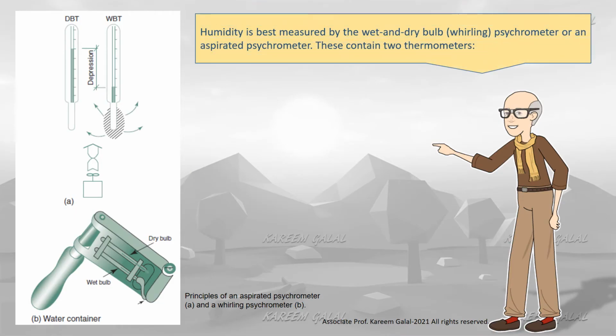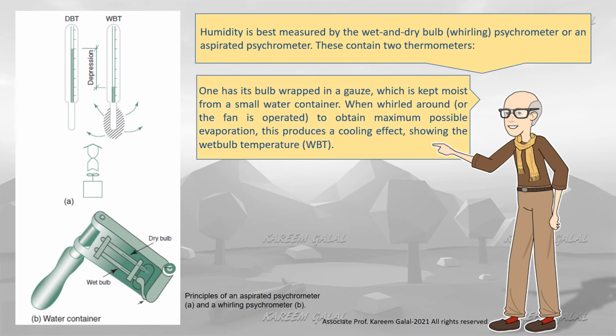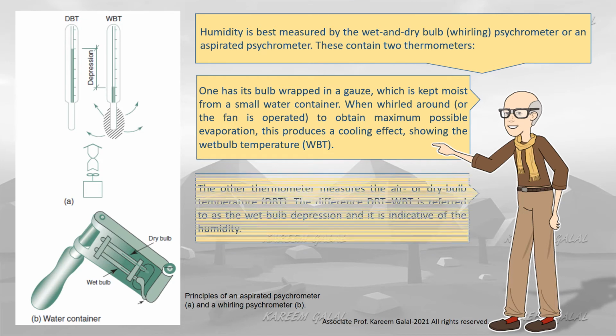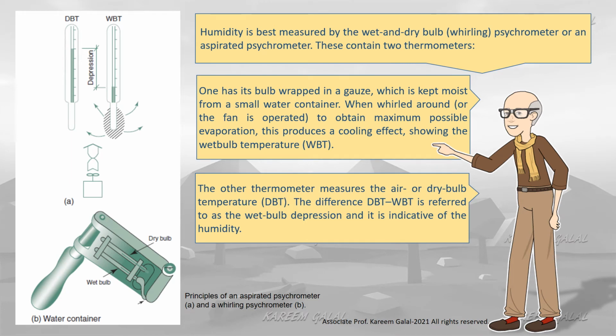Humidity is best measured by the wet and dry bulb whirling psychrometer, or an aspirated psychrometer. These contain two thermometers. One has its bulb wrapped in a gauze, which is kept moist from a small water container. When whirled around, or the fan is operated, to obtain maximum possible evaporation, this produces a cooling effect, showing the wet bulb temperature, WBT. The other thermometer measures the air or dry bulb temperature, DBT. The difference DBT minus WBT is referred to as the wet bulb depression, and it is indicative of the humidity.